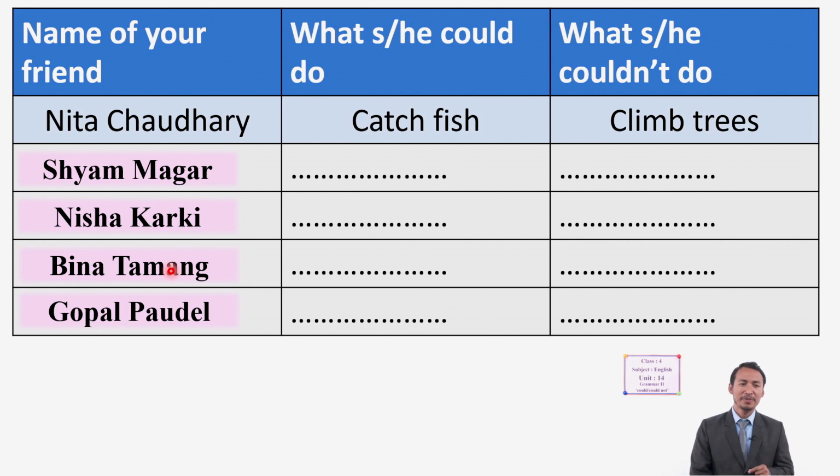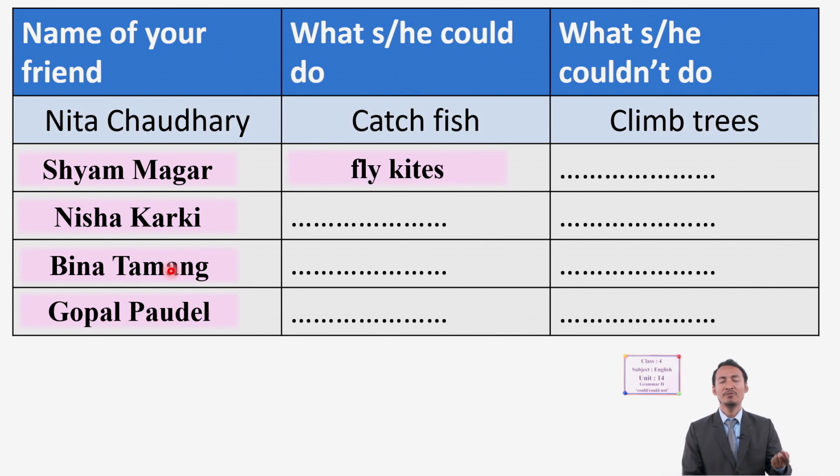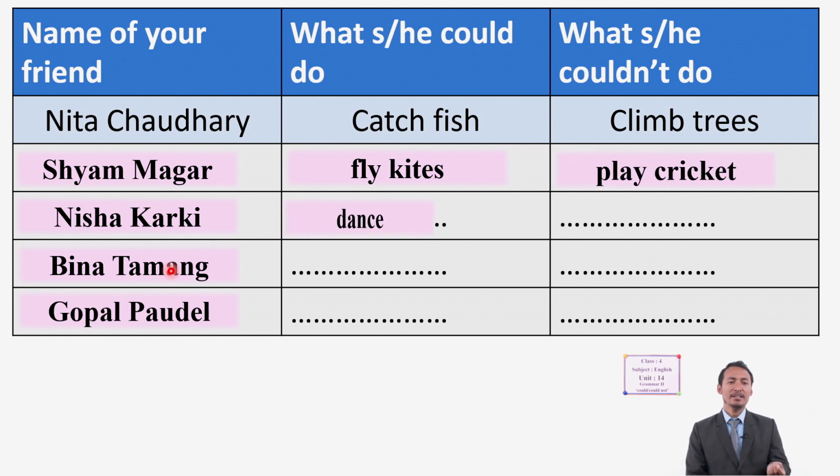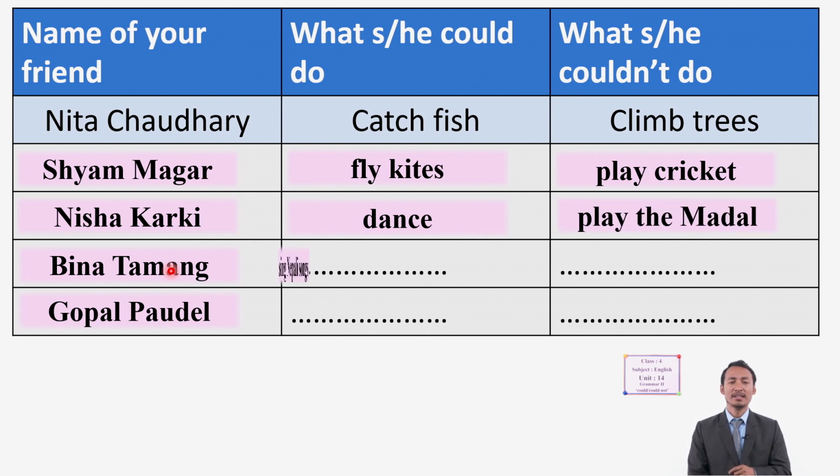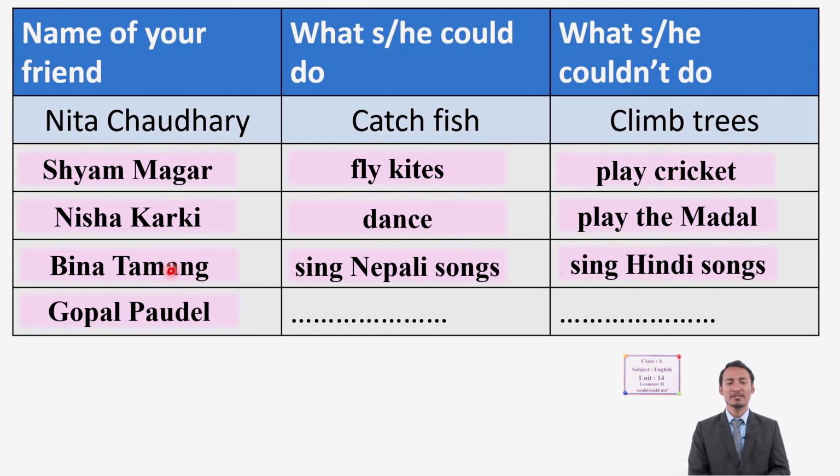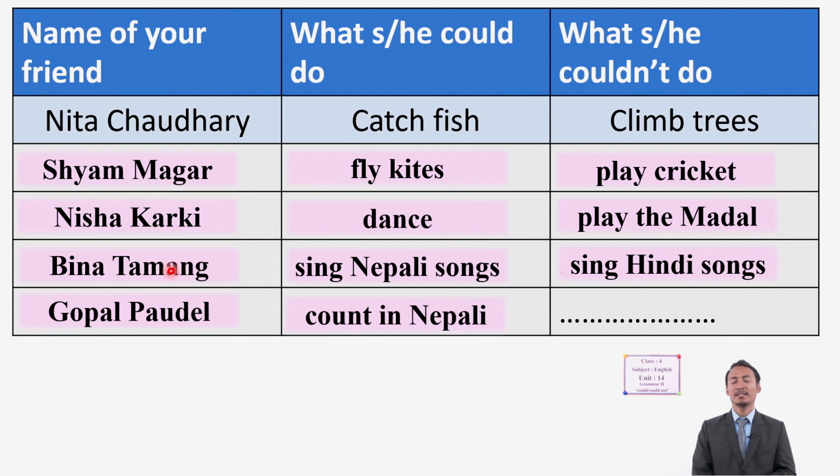You can ask them. Sam Mugar, maybe, for example, fly kites. He could fly kites. He could not play cricket. And Nisa Karki could dance. She could not play the madal. Bina Tamang could sing Nepali songs but could not sing Hindi songs. And Gopal Podel could count in Nepali but could not count in English. Okay, this is one example.